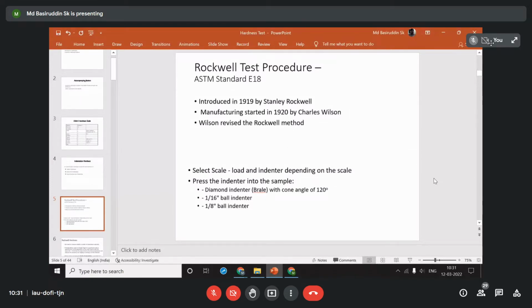Now, in the Rockwell testing process, it is not necessary to prepare a very smooth sample surface, because here we see only the dial, and by seeing the dial, we try to measure the hardness number. But in certain cases, we specifically need to measure the depth of indentations, the depth of impressions, or the projected surface area of the indentation. All these things are required to more specifically characterize or measure the hardness.